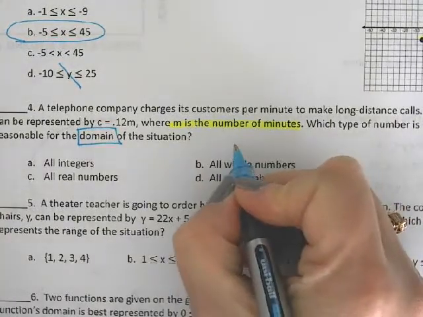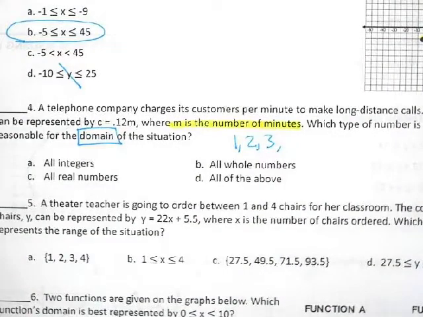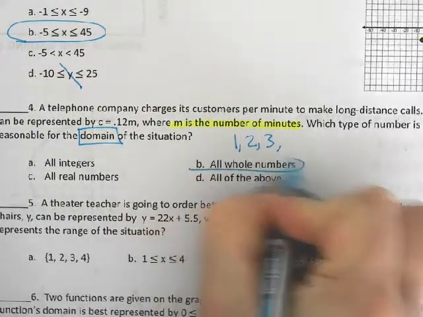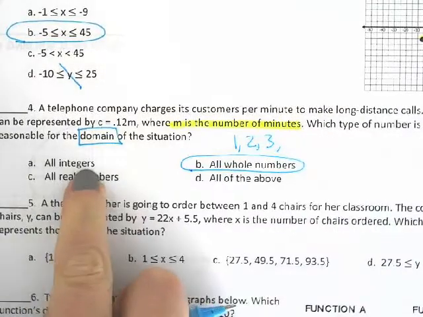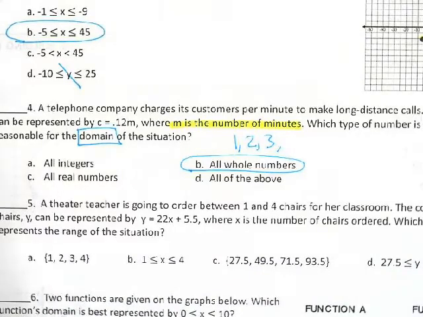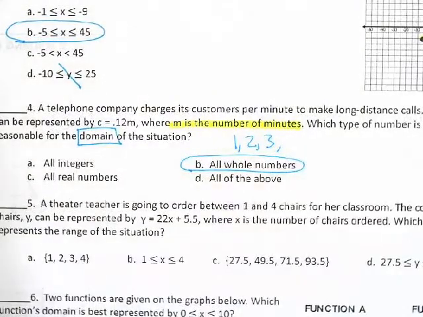Just talking about minutes, it can be like 1, 2, 3, right? Whole numbers, so the answer is going to be B, whole numbers. It would not be integers, because integers would include negatives. Integers can be anything on that number line, negative 20, negative 19, and that's not true. Real numbers can be decimals, fractions, negative numbers, and it wouldn't be all of the above. So the only choice it could be is B for number 4.